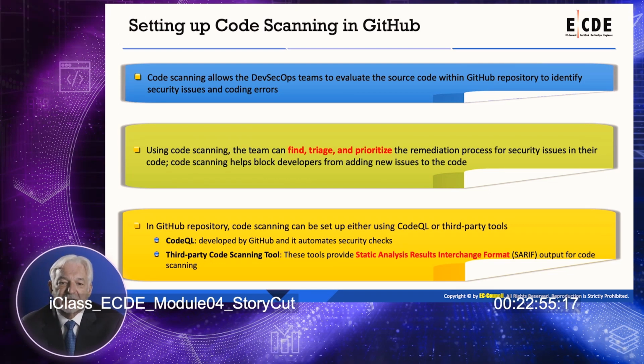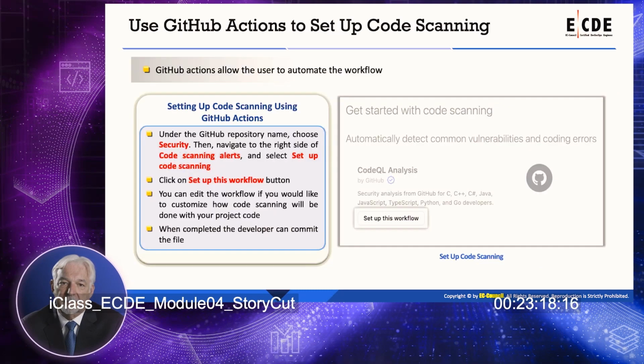In the GitHub repository, code scanning can be set up either using CodeQL or third-party tools. CodeQL is developed by GitHub, and it automates security checks. Third-party code scanning tools also provide Static Analysis Results Interchange Format output for code scanning. Use GitHub Actions to set up the code scanning. Basically, GitHub Actions allow the user to automate this whole workflow of when to do the scans. And you can set up the scanning using GitHub Actions.